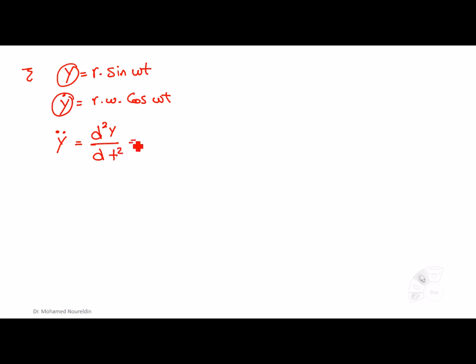Okay, so now I'm going to say again that y is equal to r sine omega t, and then y dot, which is the velocity, is going to be equal to r omega cosine omega t. This is linear displacement, this is linear velocity. And then the linear acceleration is the derivative of this one, so it is going to be d squared y over dt squared, and after derivation it equals minus r omega squared sine omega t.